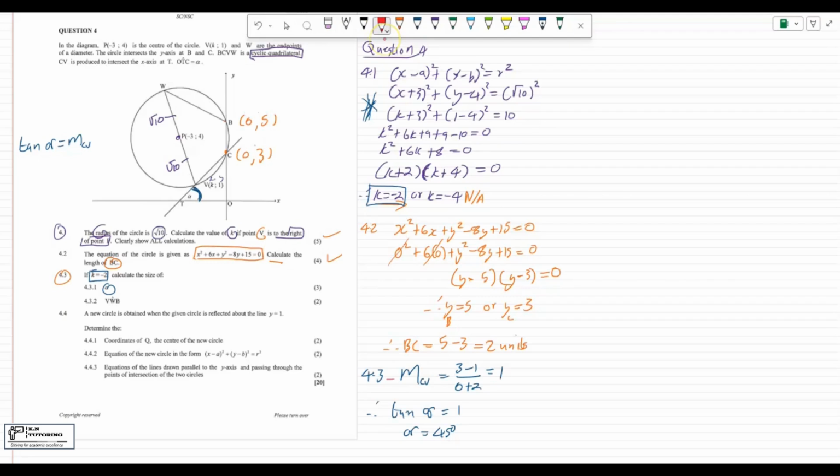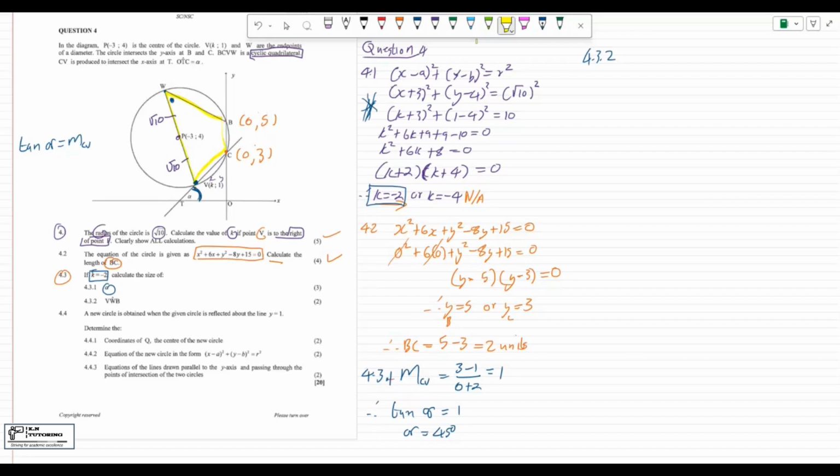Let's continue. We're still on 4. Oh, this was 4.3.1. Now we're going to go 4.3.2. Now we need to find the angle VWB. Let's look at that. V, where's V? So there's V. Where's W? There's WB. So they want me to find this angle. How can I find this angle? Remember they told me that this is a cyclic quad.